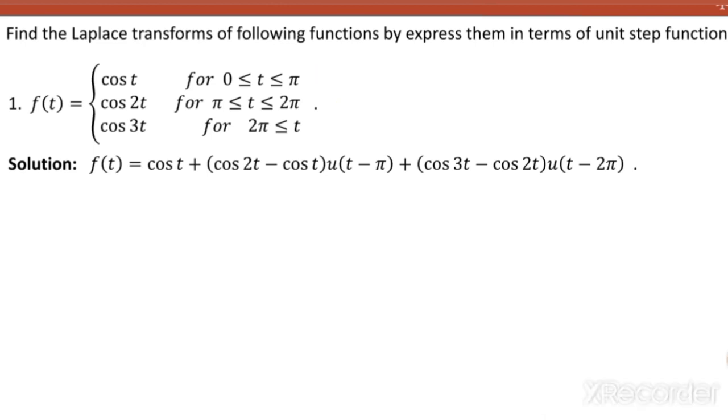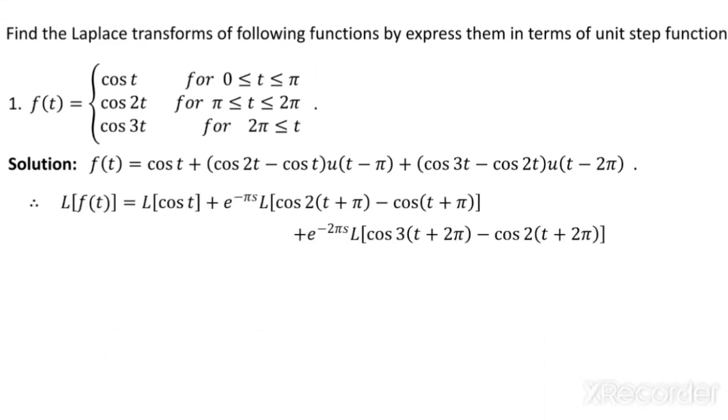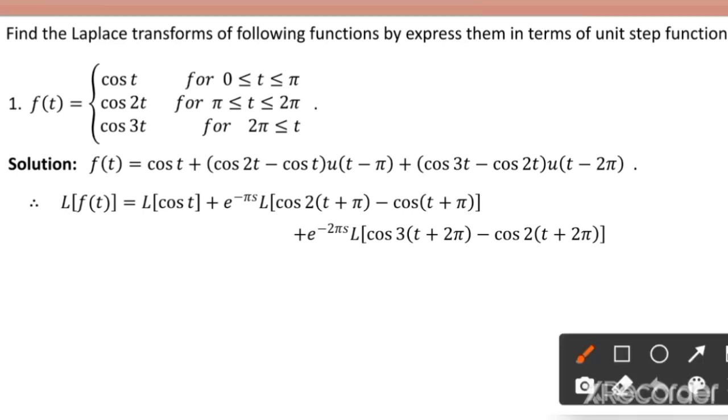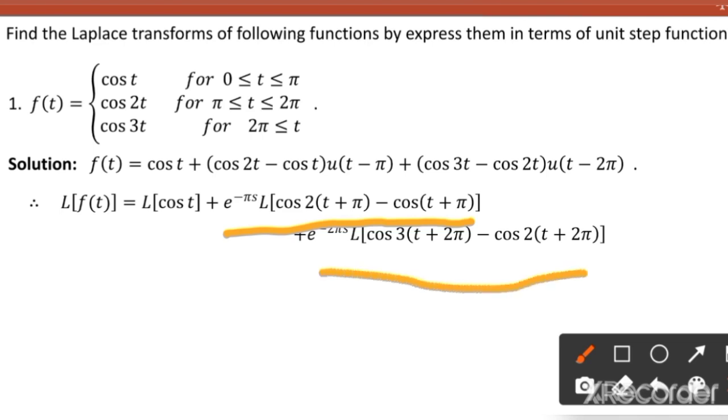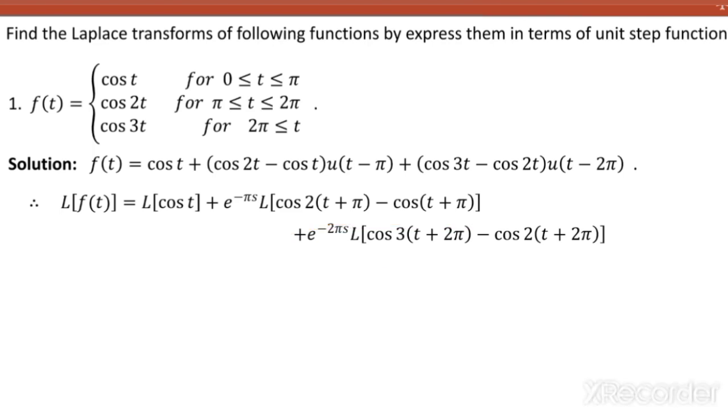Now take Laplace on both sides. L of f of t is equal to L of cos t, directly I can write, but for L of cos 2t minus cos t into u of t minus pi, we have to write e power minus pi s. For L of cos 2t minus cos t, don't take directly but replace t by t plus pi, that is cos 2 times t plus pi minus cos of t plus pi. Similarly the last one is e power minus 2 pi s, the Laplace transform of cos 3 times t plus 2 pi minus cos 2 times t plus 2 pi.